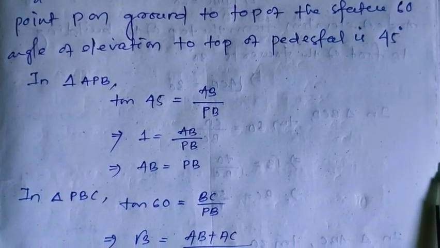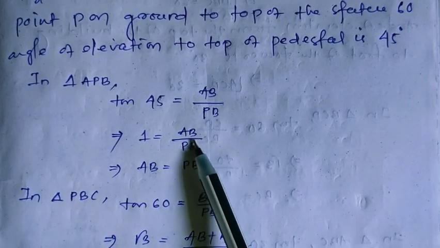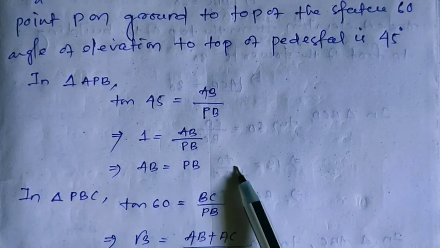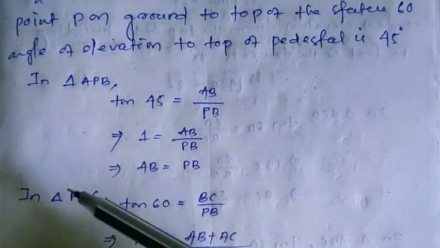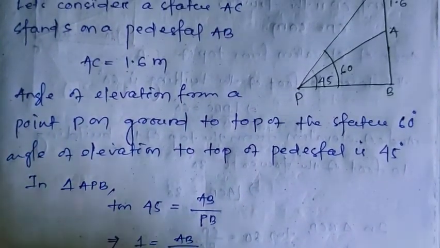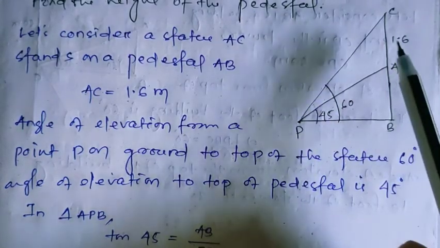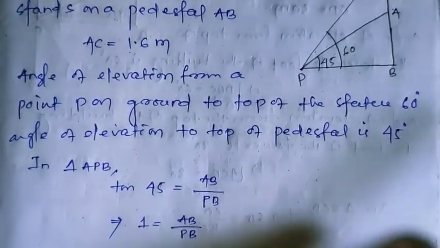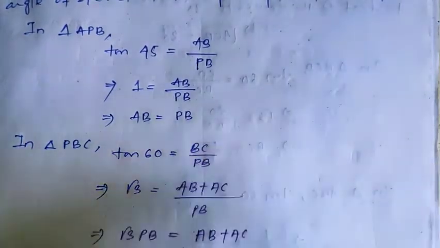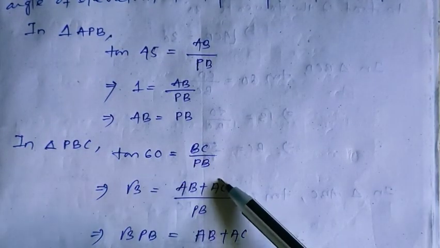Tan 45 we know is 1. So 1 is equal to AB by PB. This implies AB is equal to PB. Okay. Now in triangle PBC, tan 60 is equal to BC by PB. So I am writing here tan 60 is equal to BC by PB.